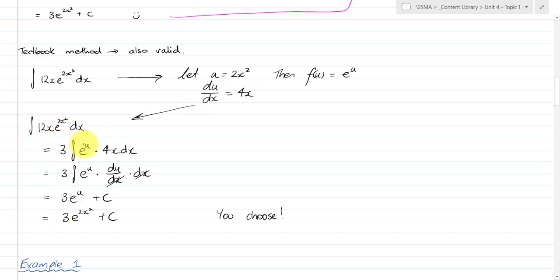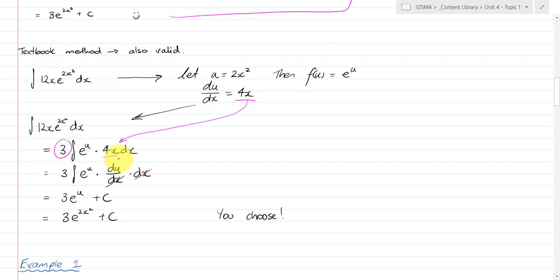So then they say, well, let's swap e to the 2x squared out for e to the u. And then we're left with 4x dx. And we know that 4x is our magic key, which is why we have that there. And we put the other number at the front. And then we swap 4x for du/dx, cancelling out the dx's. And then we end up with this. I just find that sometimes people find it a bit harder to find the 4x using this method, but you choose.